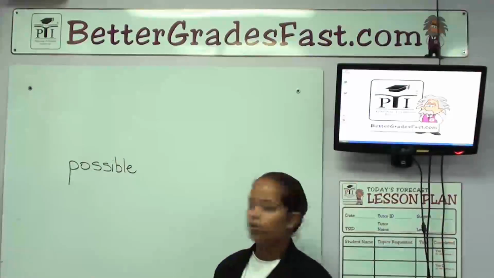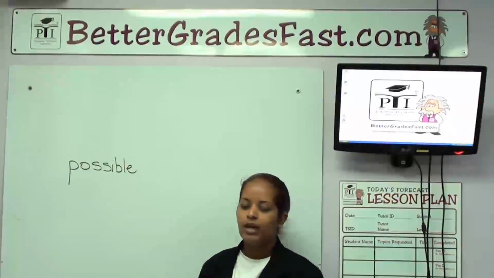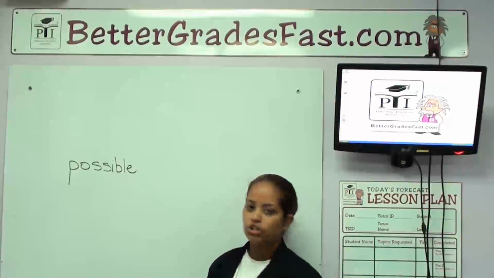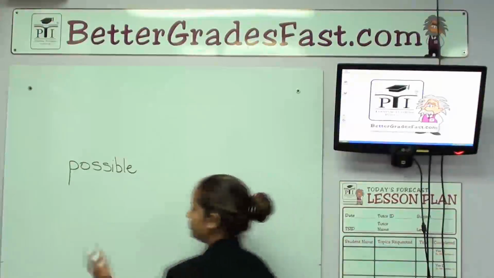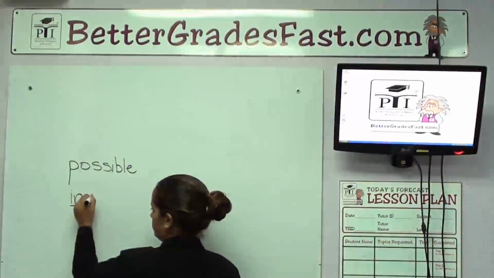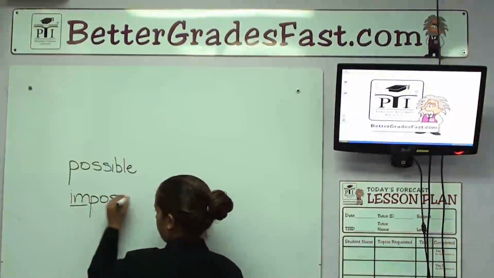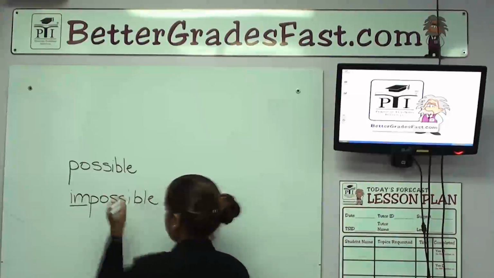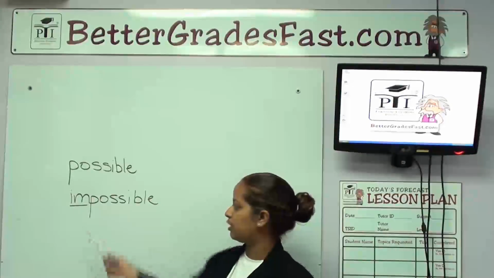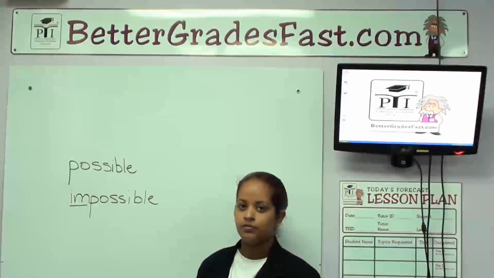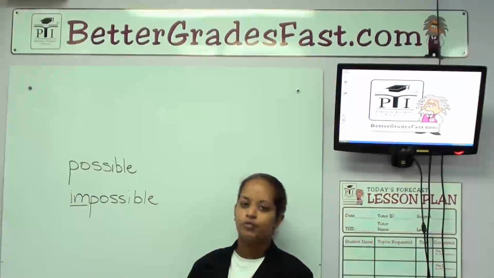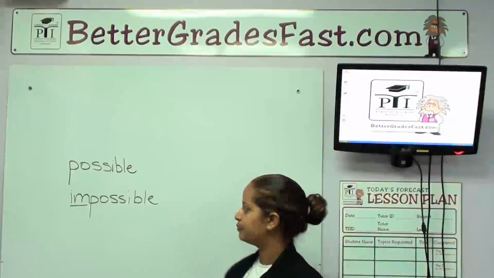You have the main word possible. If you add the prefix im, you will change the meaning of the word. We now have an opposite word due to the addition of a prefix. You have changed possible to impossible, which means not possible.